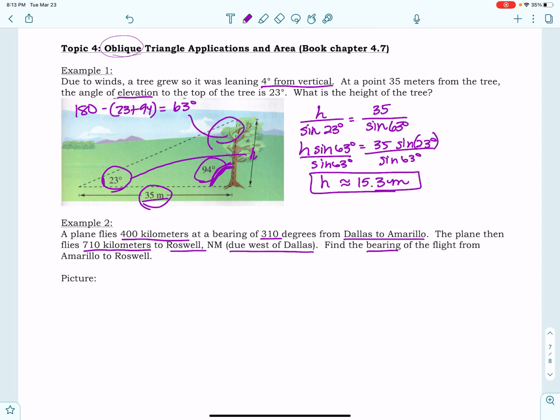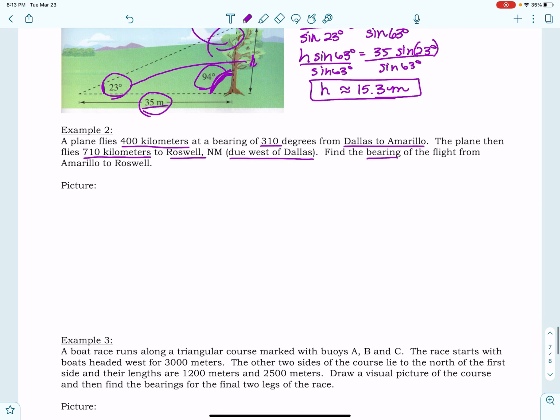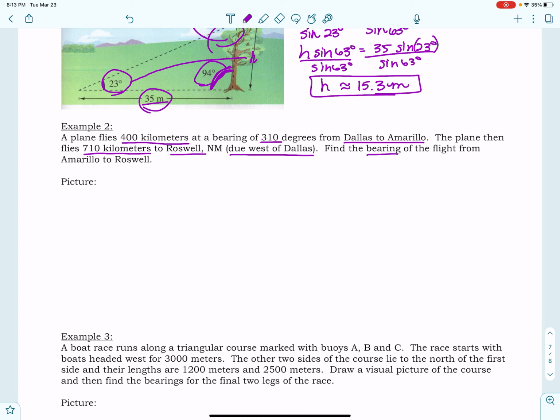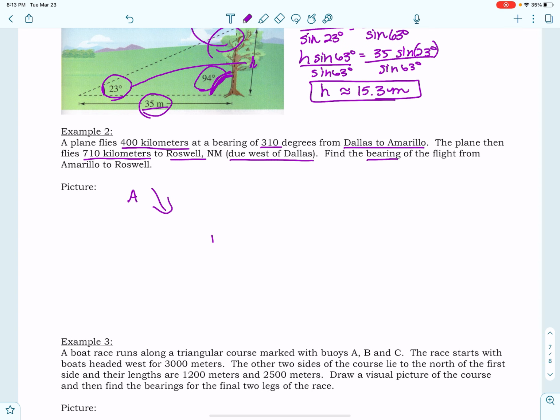Okay, so let's take this one step at a time. The very first thing we're going to want to do is draw a picture. The first thing I recognize is that the plane is flying 400 kilometers at a bearing of 310 degrees from Dallas to Amarillo. Well, let's say Amarillo is right up here, and let's say Dallas is somewhere in this direction, which it is. I am going to draw an XY coordinate plane here because I have a bearing of 310 degrees.